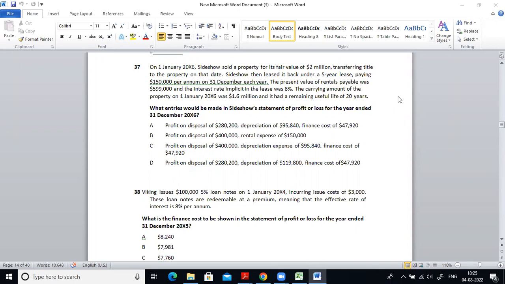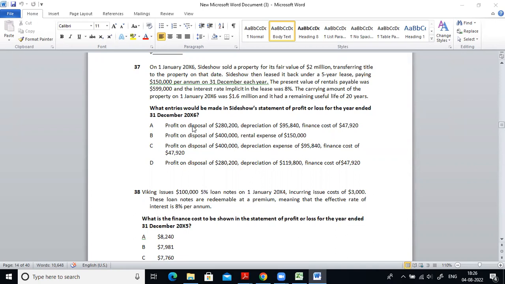Generally, step one is we need to compute the right to use of asset. Normally, the present value they gave as 5,99,000. Now this 5,99,000 is on the basis of this fair value of 2 million. In order to compute the right retained, how can we do that? 5,99,000 divided by 2 million into its carrying value 1.6. Then you will get the right to use of asset. Then on that you will be charging the depreciation. Then on the present value you will be charging the finance cost.